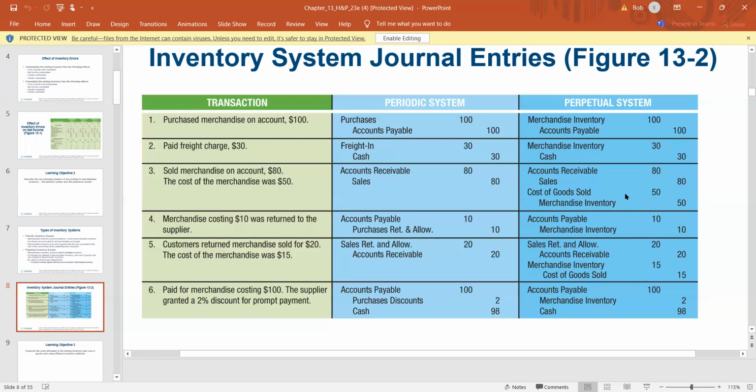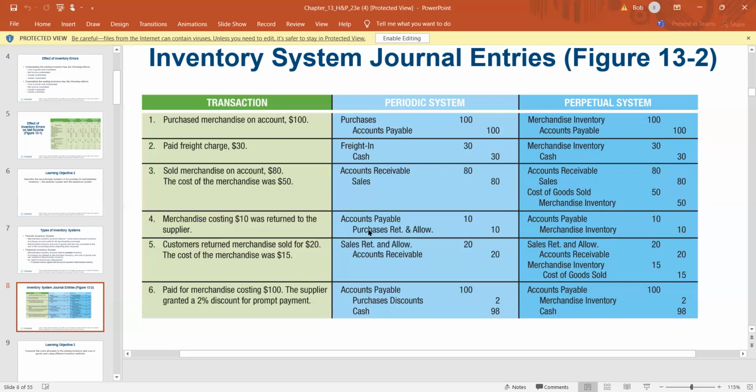So the cost of goods sold was $50. We debit cost of goods sold for $50 and credit merchandise inventory. So you have a 4-line journal entry here, if you will. You could do it in 2 separate entries, but you got a 4-line journal entry here. You record the sale and you record the cost of goods sold.